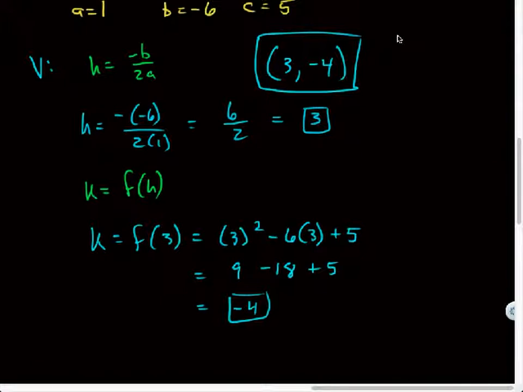All right, not too shabby. No, not bad at all. So I just straight up used the formula, and then I plugged it in to find the other coordinate. And that's my vertex. Let's find the x-intercepts.